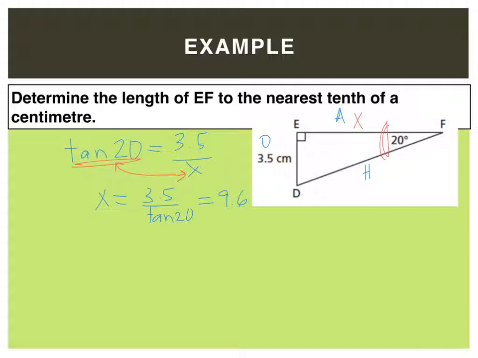So similarly, it's really similar. It's one or the other. You either are going to have x on top and you multiply, or you have x on the bottom and you divide. It's one or the other.